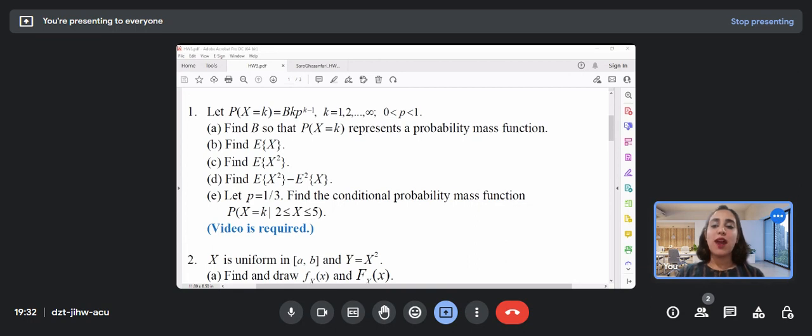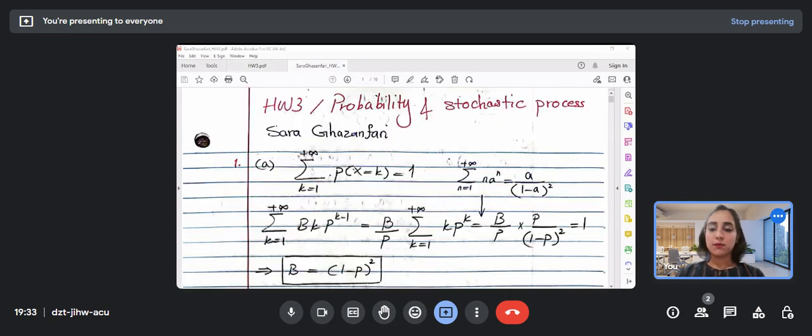In this question, we have a probability mass function with a parameter which is unknown to us. But as we know that this is a probability mass function, the sum from minus infinity to plus infinity should equal 1. Here we know that k starts from 1, so we should just start from k equals 1 and sum to infinity. Let me go through my answer to this question.